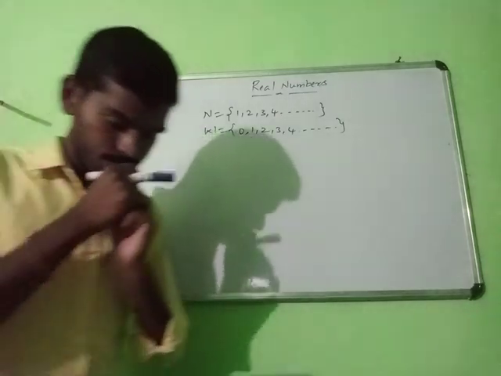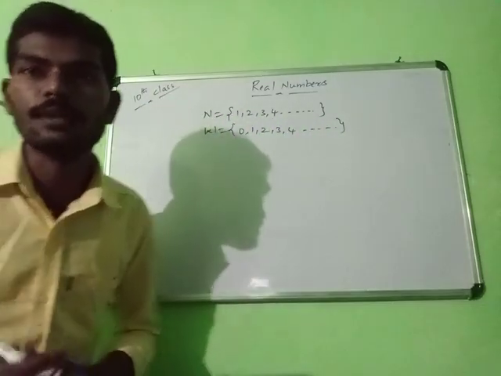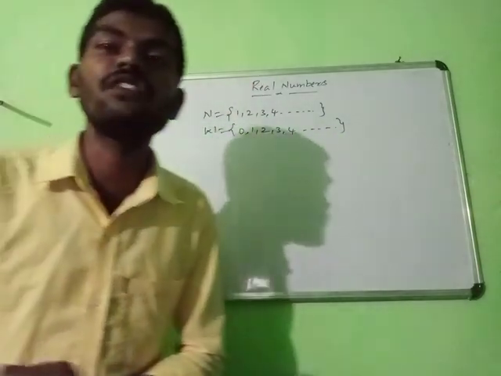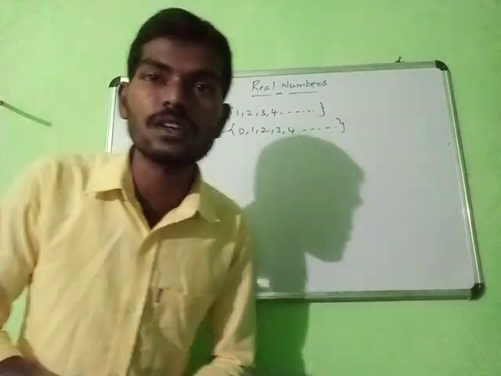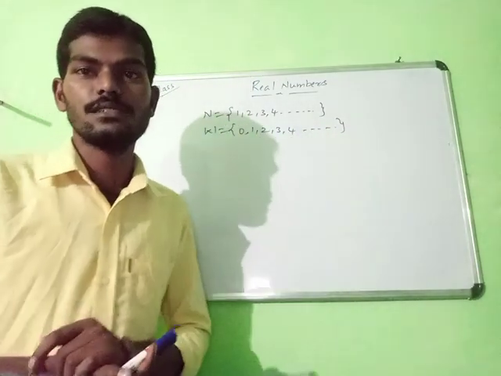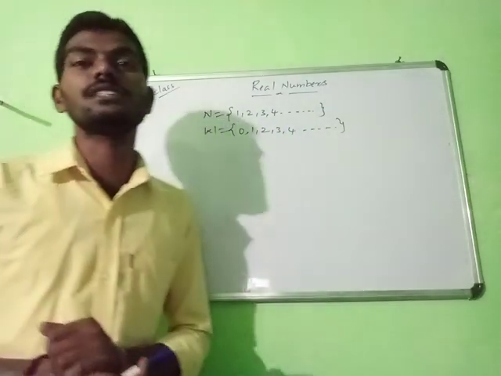Here in these numbers, which is the smallest number? 0 is the smallest number. Which is the biggest number? In these numbers also there are infinitely many numbers, so it is impossible to find the biggest number. So the answer is not defined. The biggest number is not defined, but the smallest number is always 0.